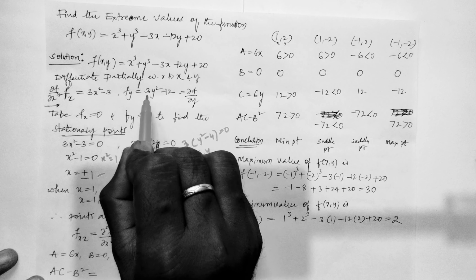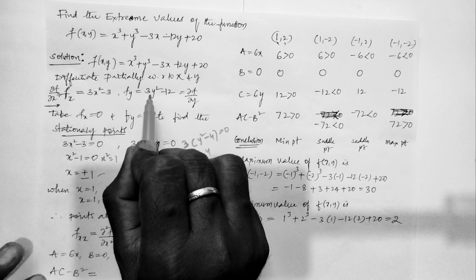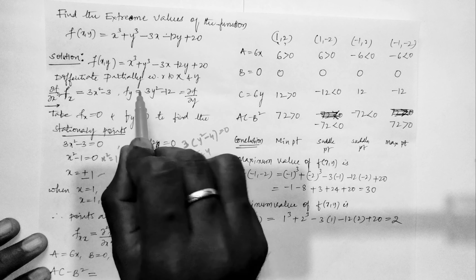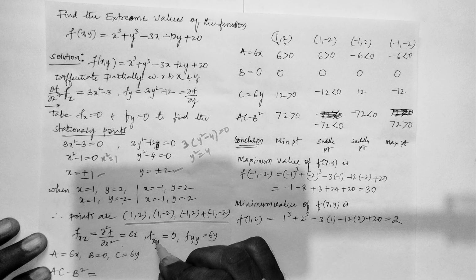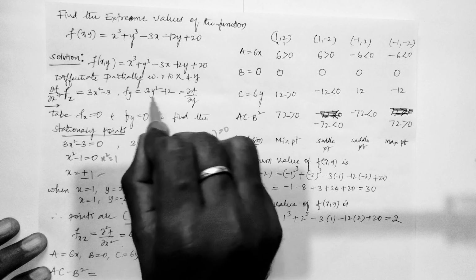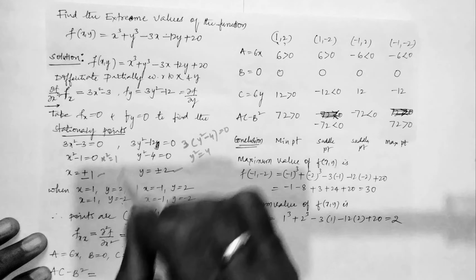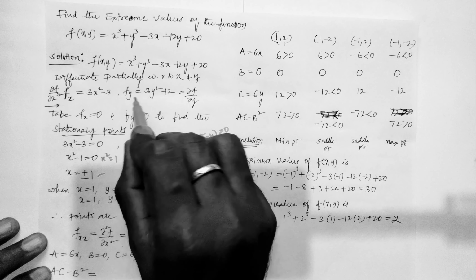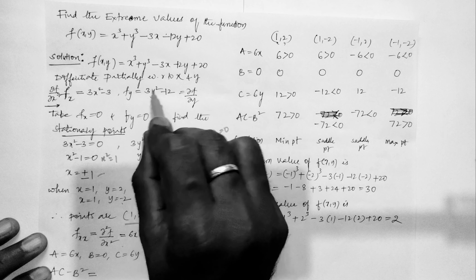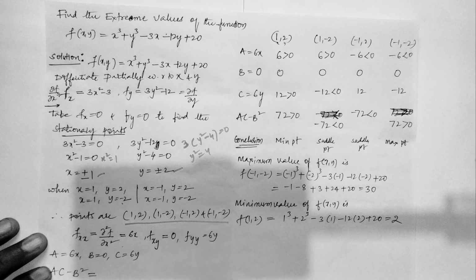You have fy, that is 3y square minus 12. You differentiate fy with respect to x, that becomes fxy. You differentiate 3y square with respect to x. Here it does not contain any x, therefore it will become 0. Now you differentiate fy with respect to y again, you will get 3 into 2 is 6, 6y.